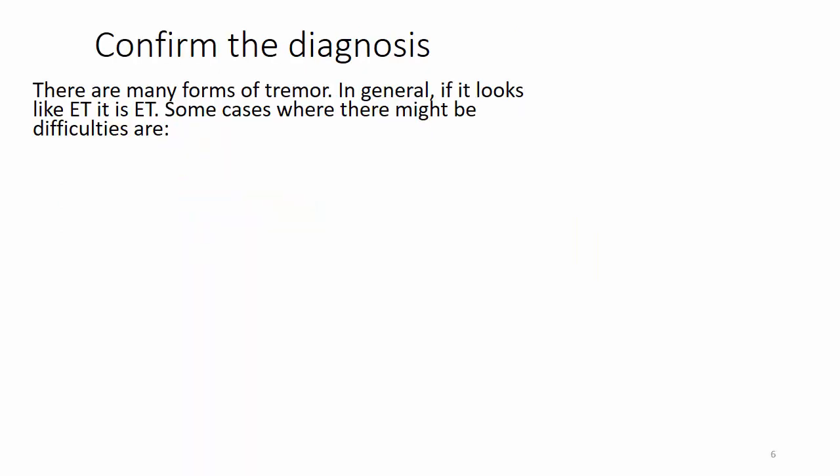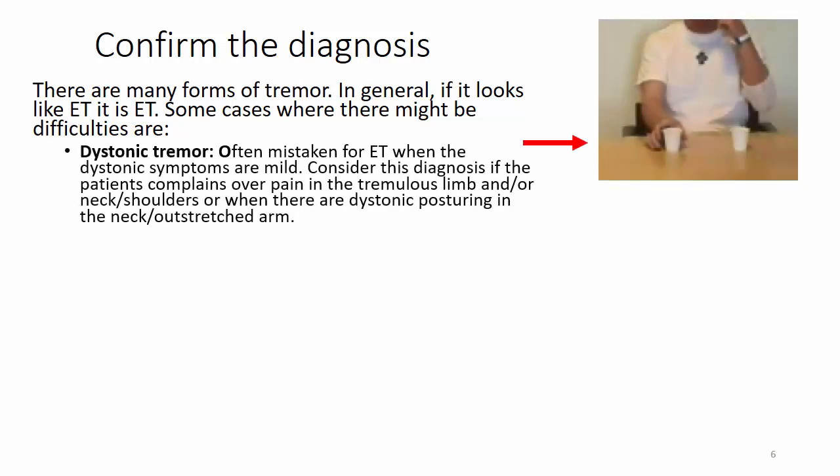The diagnosis is not complicated. Basically, if it looks like essential tremor, then it is essential tremor. Some cases where there might be difficulties are dystonic tremor. This is often mistaken for essential tremor when the dystonic symptoms are mild. Consider this diagnosis if the patient complains of pain in the tremulous limb and or in the neck and shoulders, or when there is dystonic posturing in the neck or in the outstretched arm.